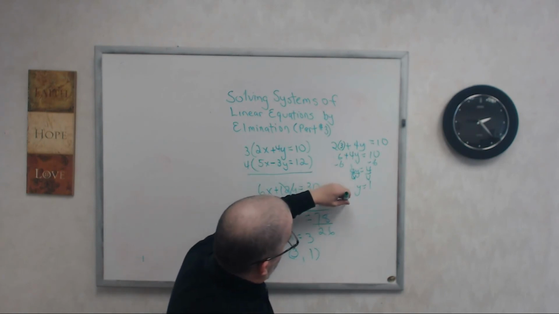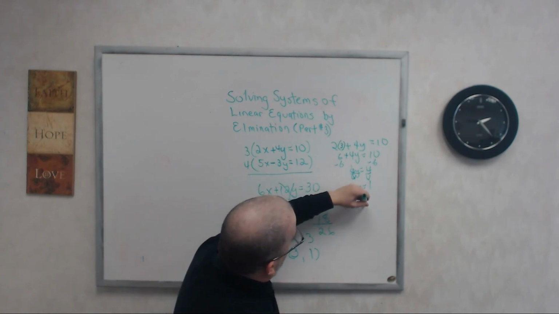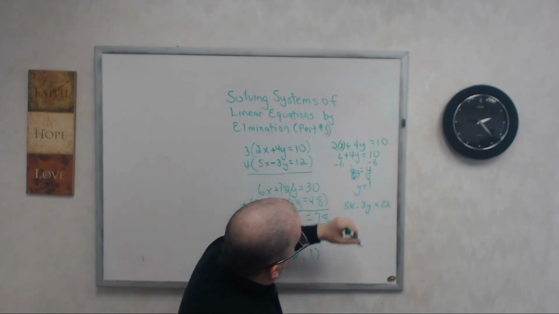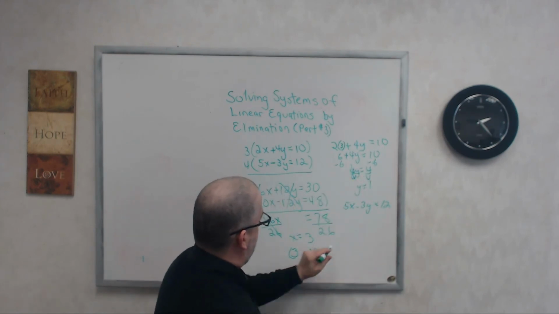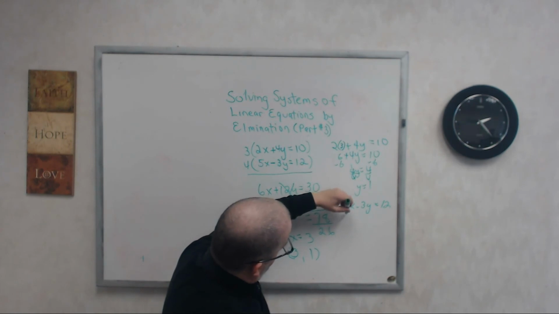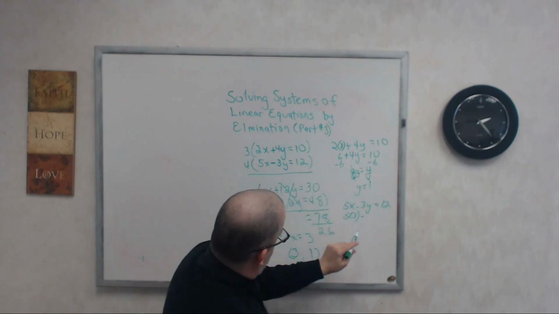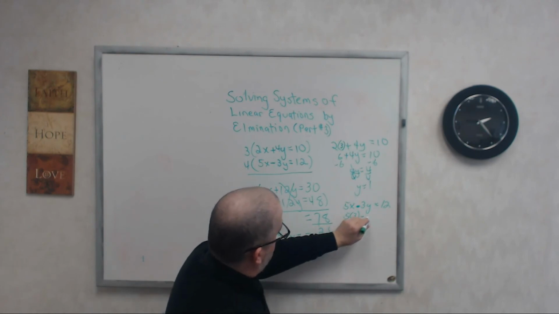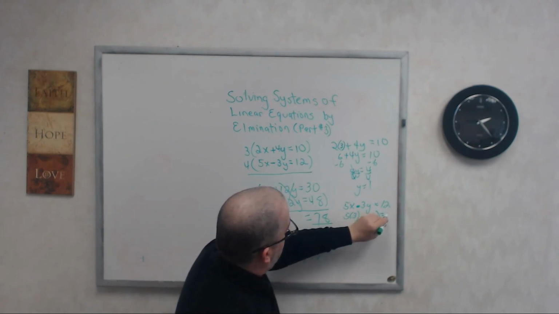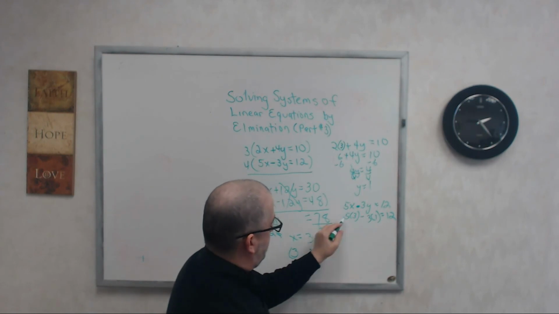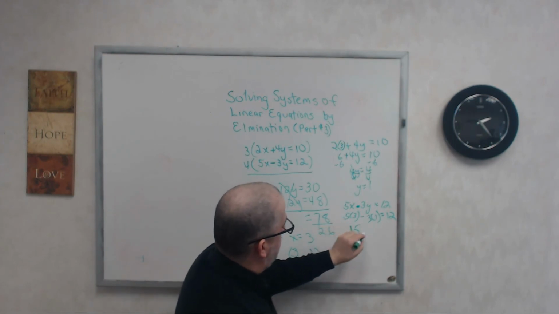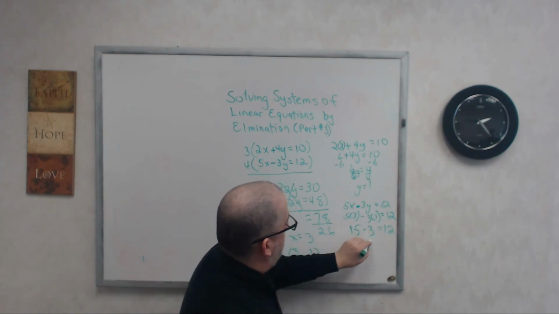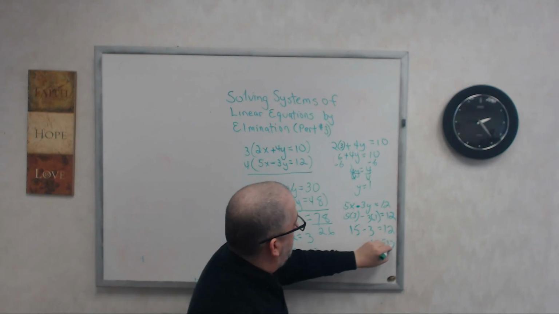Now we take the other equation, 5x minus 3y is equal to 12, and put both of the variables in there: 5 times 3 minus 3 times 1. If that's a true statement, we have a correct answer. 5 times 3 is 15, minus 3 times 1, which is 3, is equal to 12. And 12 is equal to 12.